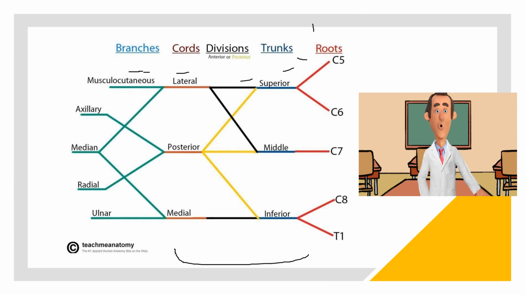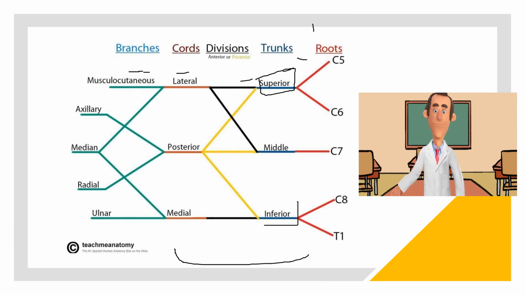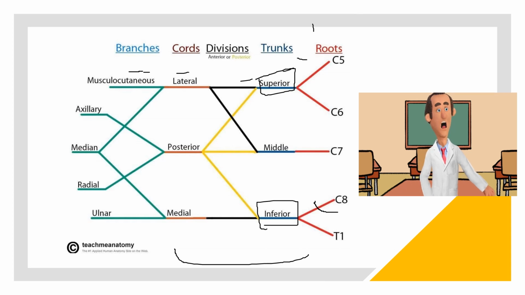Now, as they pass down, the trunks divide into two branches. The superior trunk divides into an anterior and a posterior branch. Here you can see the anterior branch in black color, and yellow color represents the posterior branch. These are the divisions.